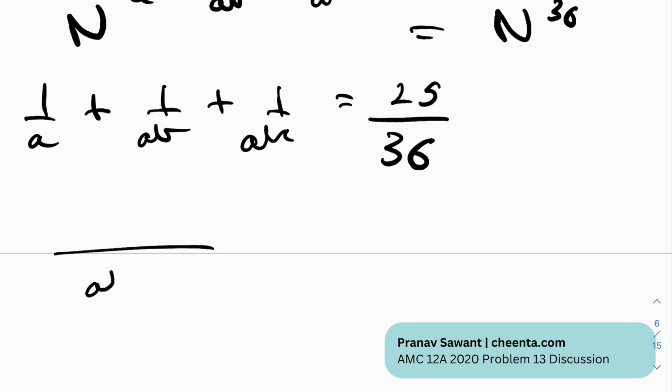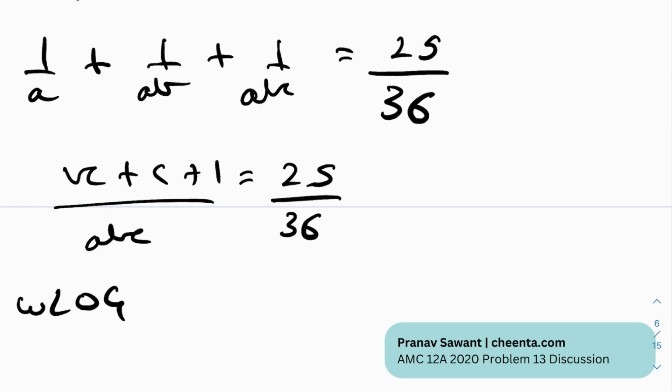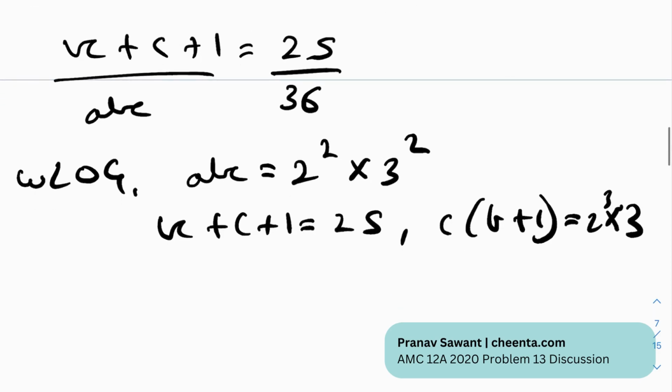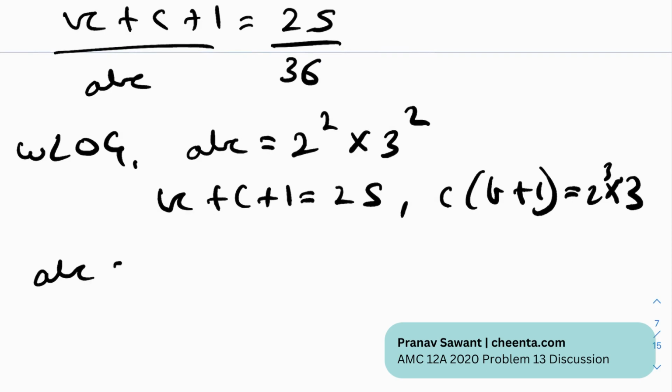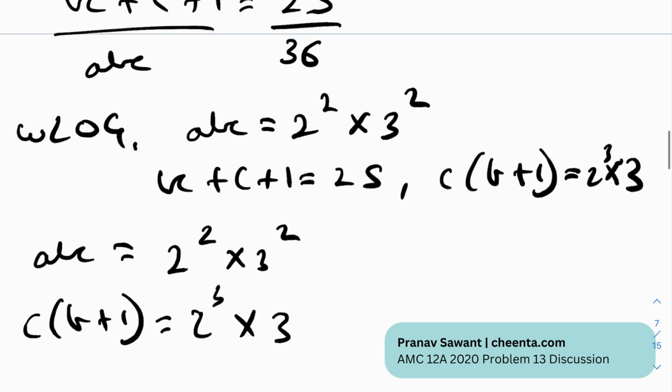And if I take abc in the denominator and rewrite this, I will get bc plus c plus 1 over abc is equal to 25 by 36. Now, without loss of generality, if I consider abc to be equal to 36, which is 2 squared times 3 squared, and if I consider bc plus c plus 1 to be equal to 25, or in other words, c times b plus 1 to be equal to 24, which is 2 cubed times 3, 8 times 3, this is what we get, right? So let me rewrite this. abc becomes 2 squared times 3 squared, and c times b plus 1 becomes 2 cubed times 3, 8 times 3 and 9 times 4.